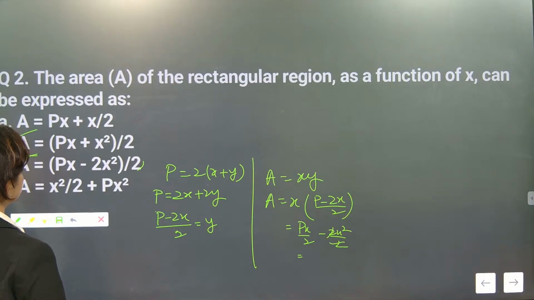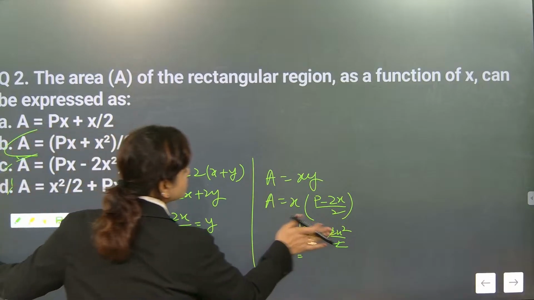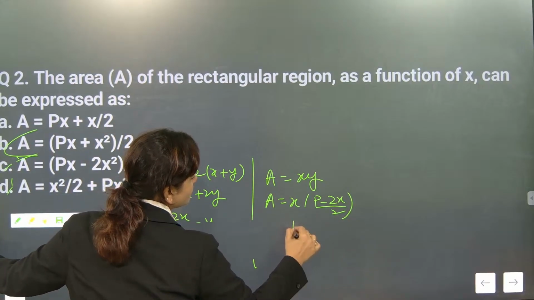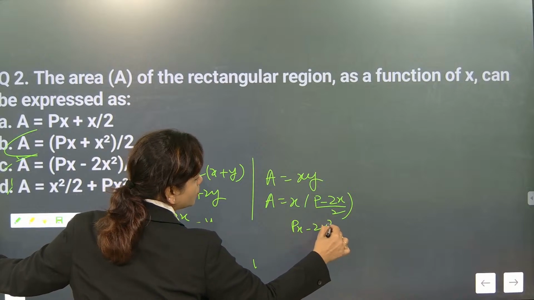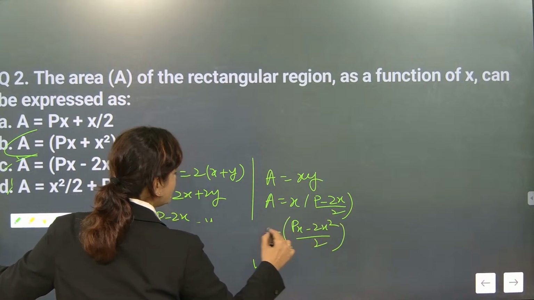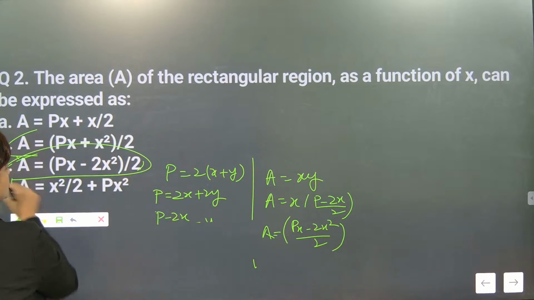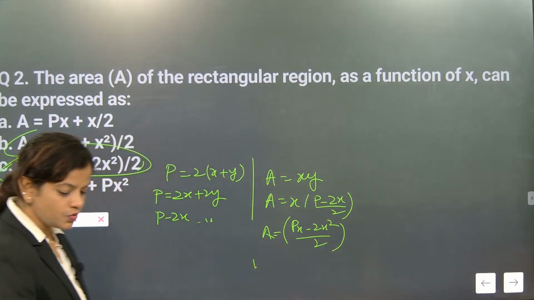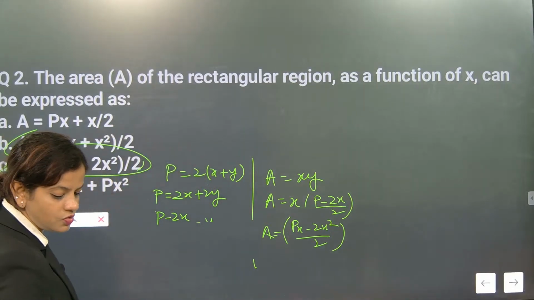So we can write it as px minus 2x square by 2. If x goes inside, it becomes px minus 2x square by 2, which is equal to the area. Px minus 2x square by 2 is equal to area. The option is coming as C. This is the most important part, you need to understand such questions.